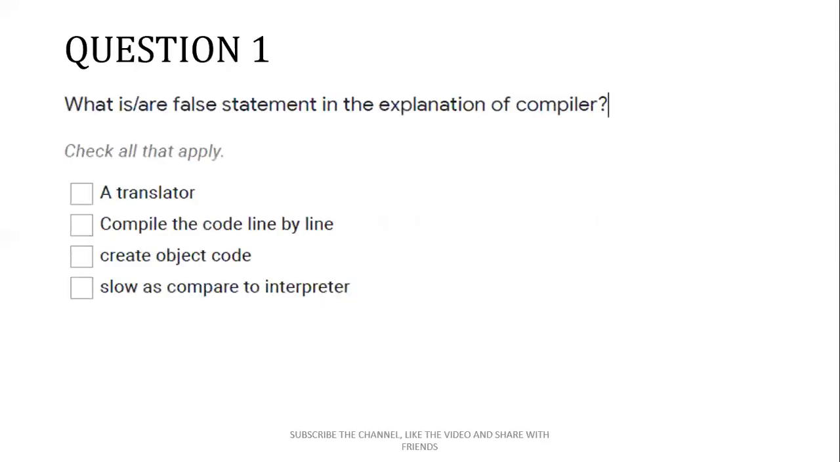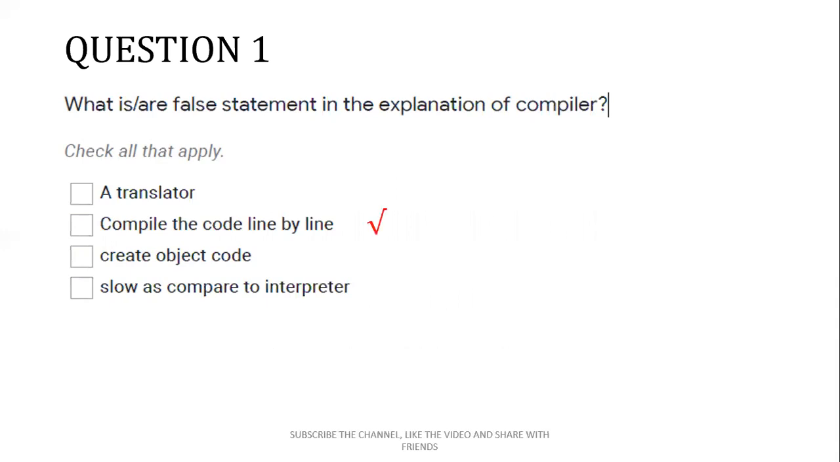Let's discuss the solution. Question number one: what is the false statement in the explanation of compiler? So you have to find the false statement. First one is translator. Yes, compiler is a translator. Second one, compile the code line by line. No, compiler does not compile the code line by line. It compiles the code as a whole. So this statement is false.